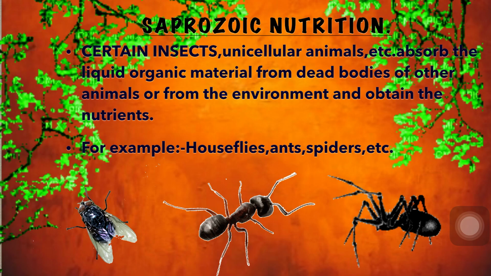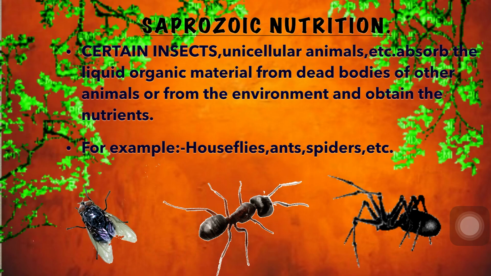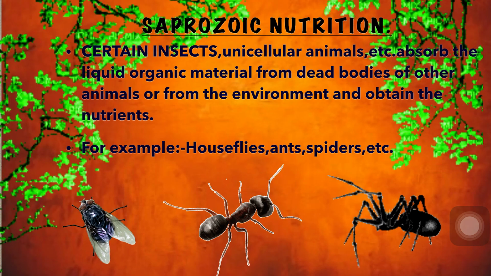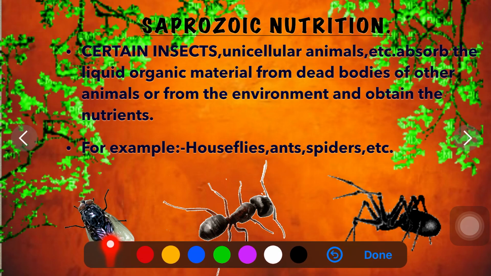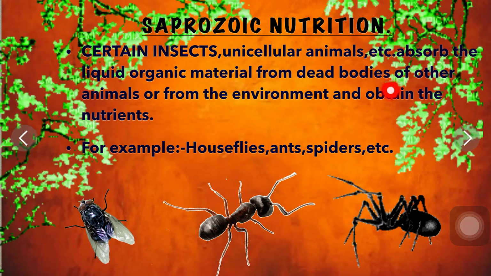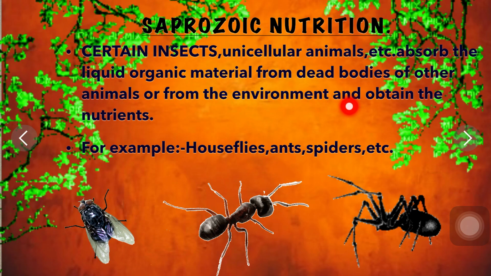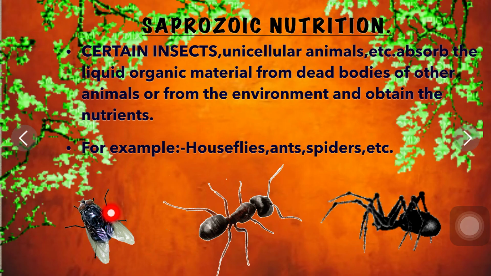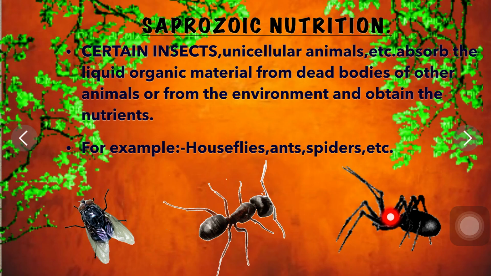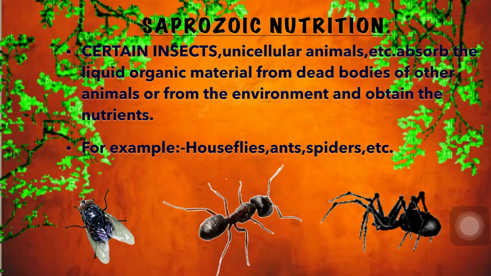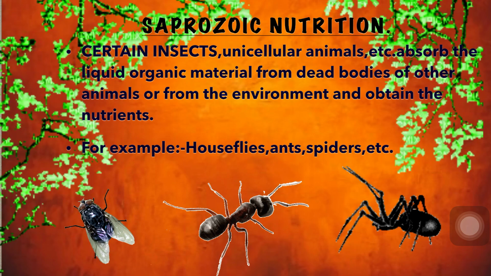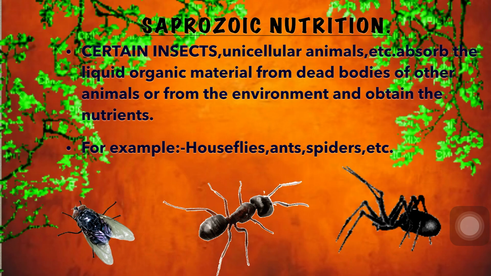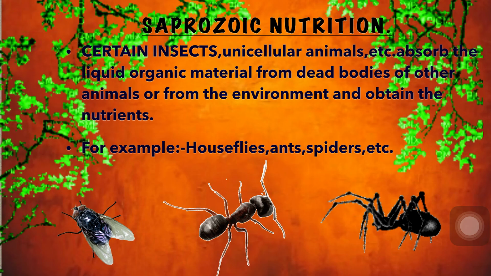Now next topic is saprophytic nutrition. Student, some insects, unicellular animals, etc. obtain the nutrient by absorbing the liquid organic material from the dead bodies of other animals or from the environment. This is nothing but saprophytic nutrition. For example, houseflies, ants, spiders, etc. They absorb the liquid organic material. Understood? Not a solid. Those that only feed on liquid organic material are called saprophytic nutrition.